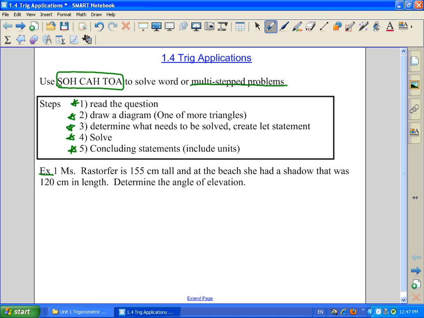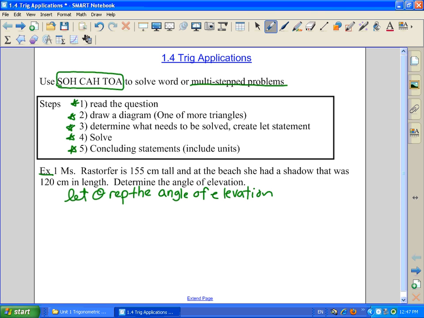So first of all, what do we need to find? We need to find the angle of elevation. So let theta represent the angle of elevation. And remember, guys, the angle of elevation is the angle up above the horizon.